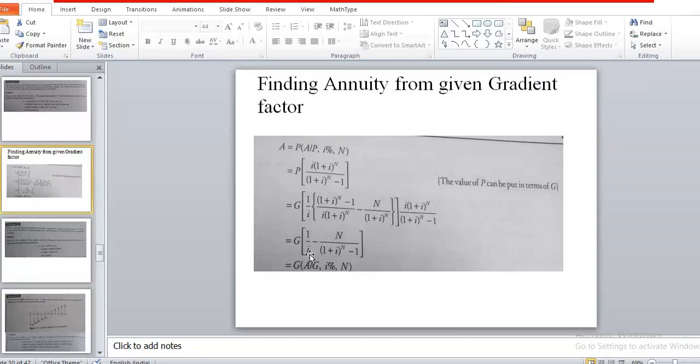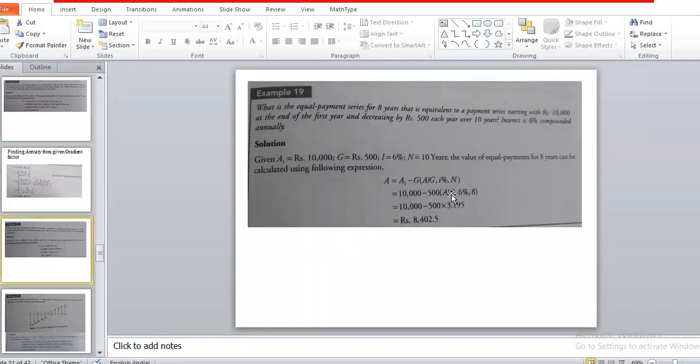We put the i value as 6%, and N is the 8th year. The G value is considered as 500, and that particular factor is 3.195. With simplification, we get the total annuity for each year over the 8 year period as 8,402.